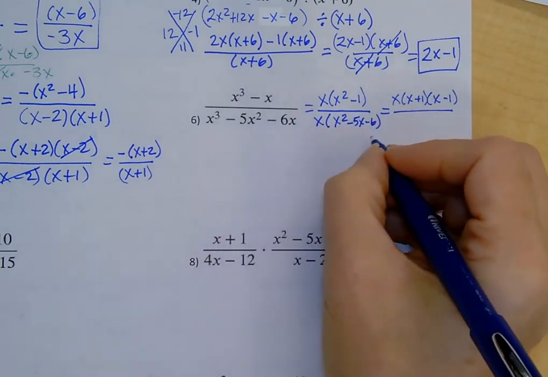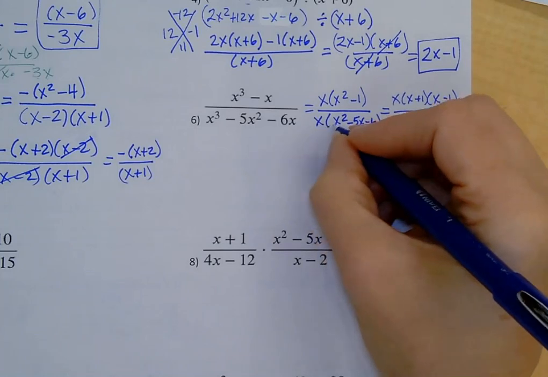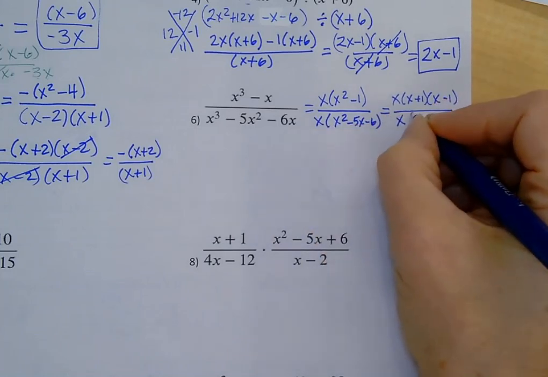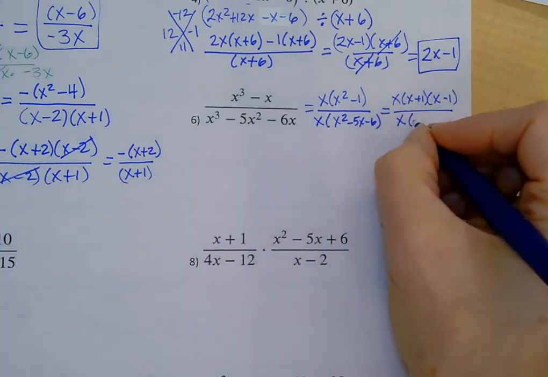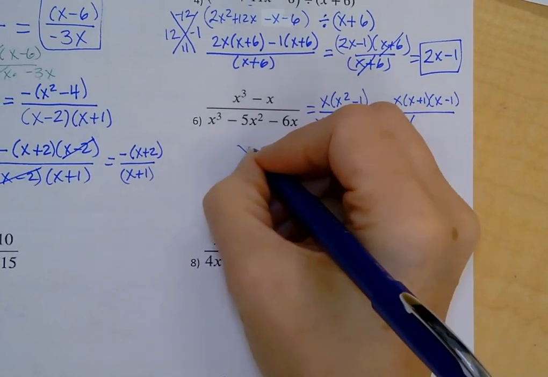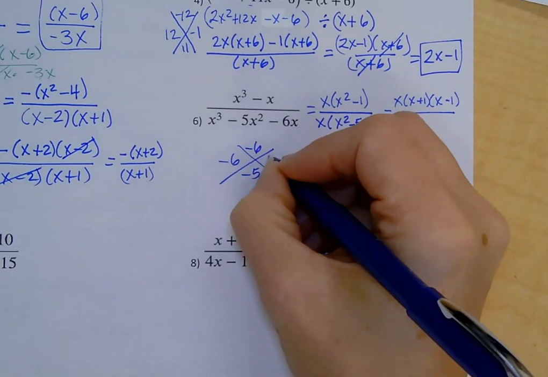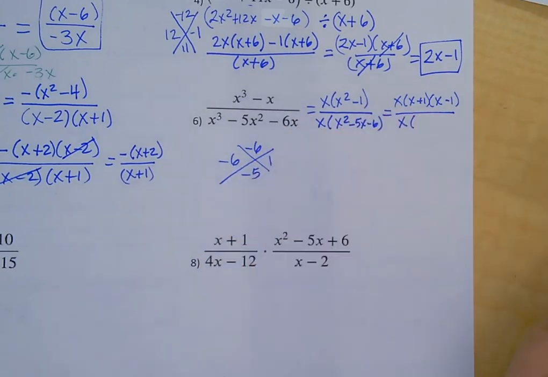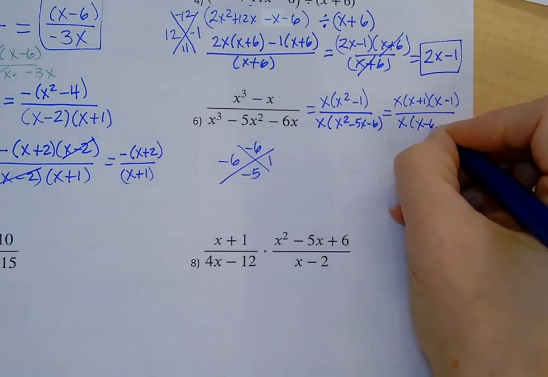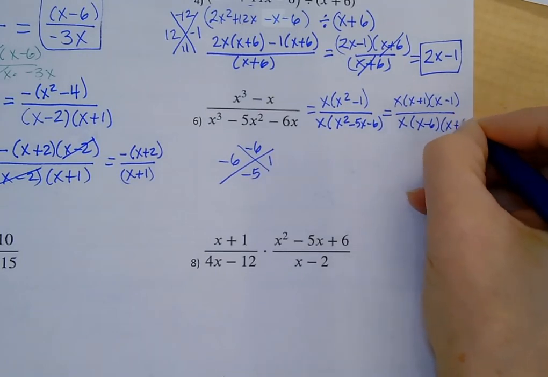Okay, x squared minus 5x minus 6. I still have x, and I know that I'm going to have, let's see, two numbers that multiply to give me negative 6, but add to give me negative 5. Is it negative 6 and 1? Negative 6 times 1 is negative 6. Negative 6 plus 1 is negative 5. So I'm going to have x minus 6 times x plus 1.